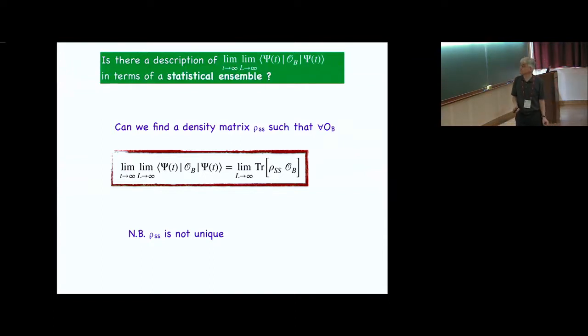No. Well, a priori, what I will do is, and that's a very important point, I will construct a density matrix for the steady state in the entire system. What matters, and this is why it's a crucial point, what matters on the right-hand side, and this is what you were referring to, in order to calculate this trace, I only need the reduced density matrix of the subsystem.